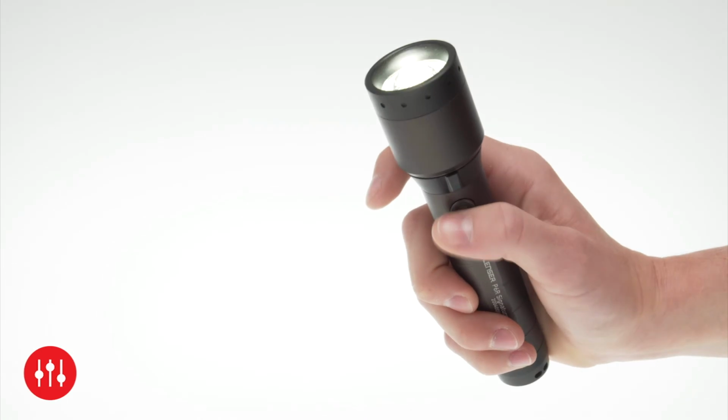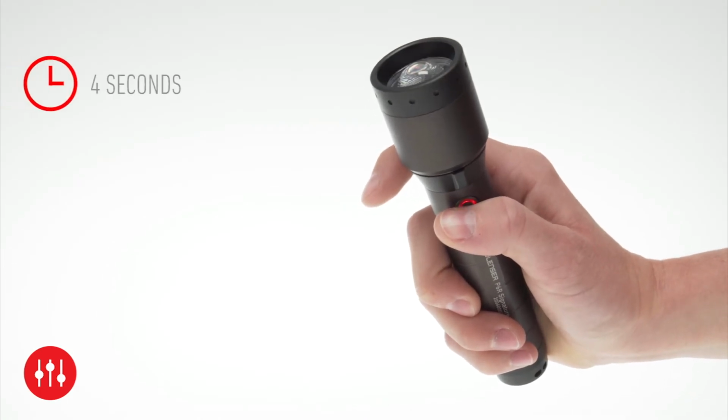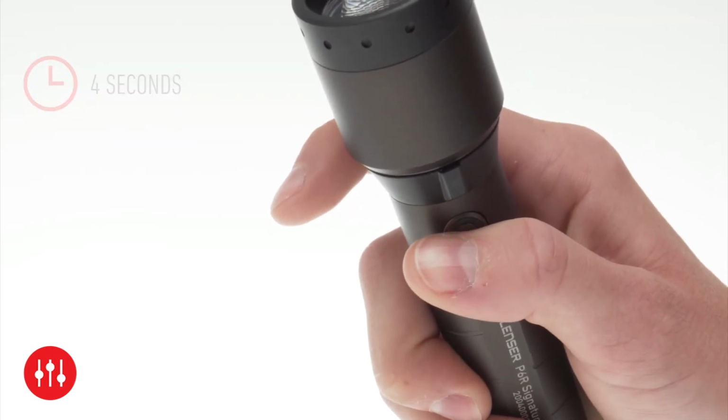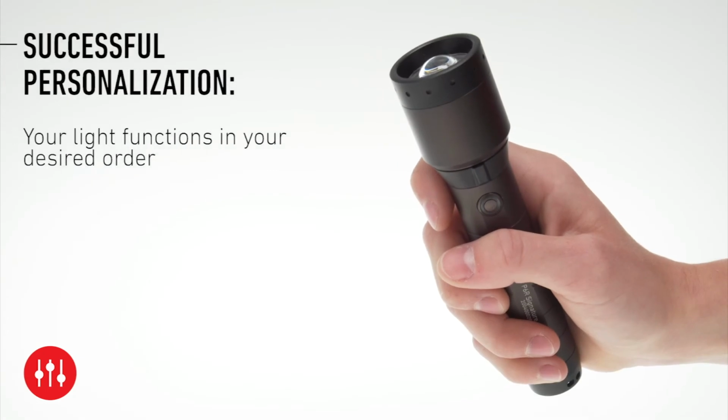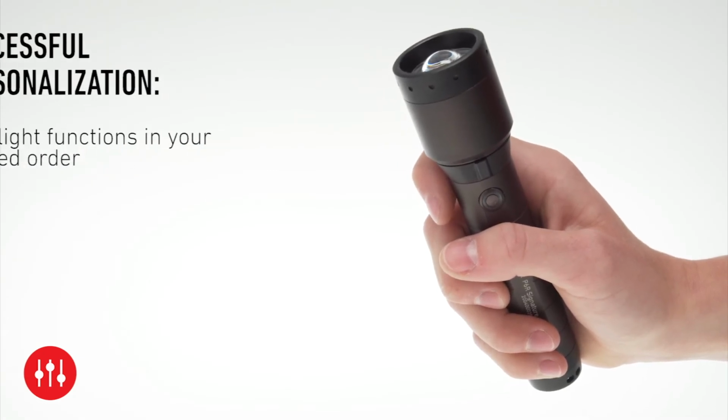When you are finished and do not want to add more light functions, hold the switch for 4 seconds. It will flash 3 times to confirm. The switch personalization is now complete. You have now overwritten the factory settings.